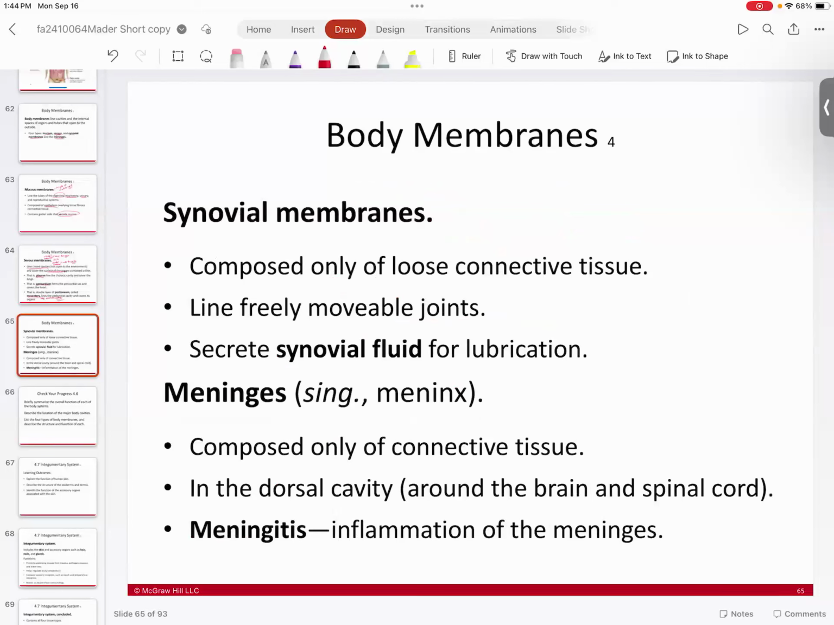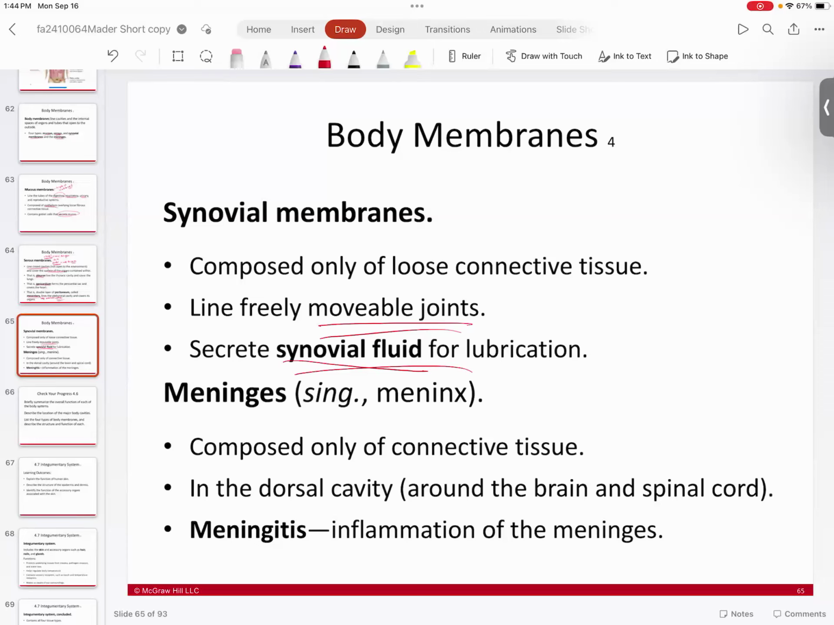You also have synovial membranes. So this is another one. You're only going to see these in synovial joints, in movable joints. So this is a layer of cells that will secrete synovial fluid for lubrication. So for instance, if anybody's ever had to have fluid taken off of your knee, there's fluid in your knee to actually lubricate your knee. It's produced by the synovial membrane that encapsulates your knee joint. And so those are specifically located in those movable joints.